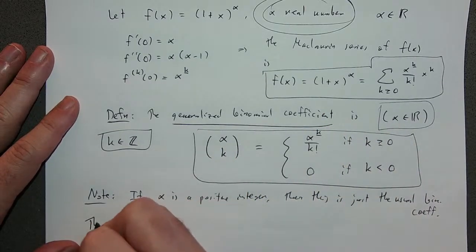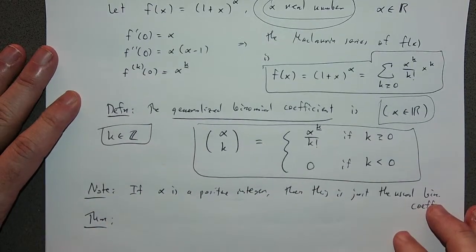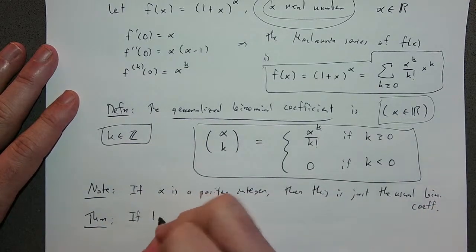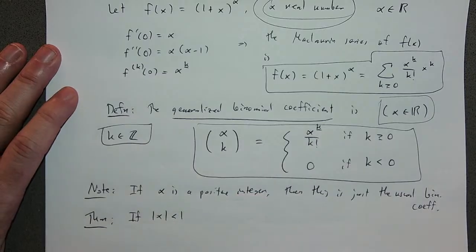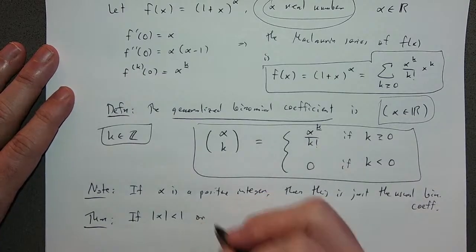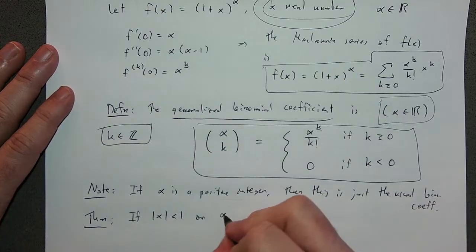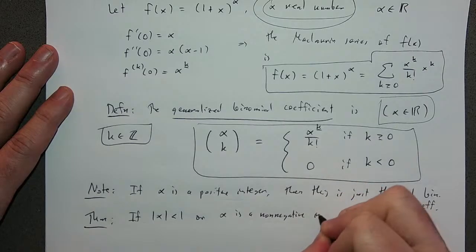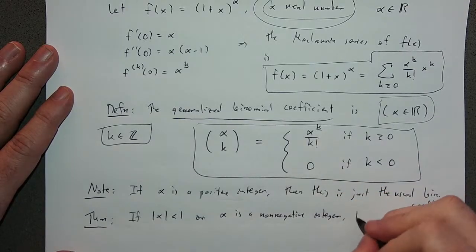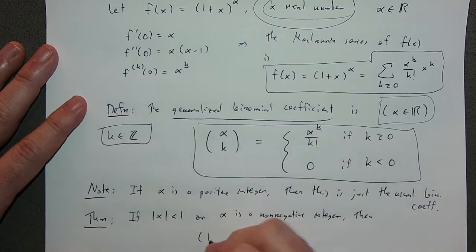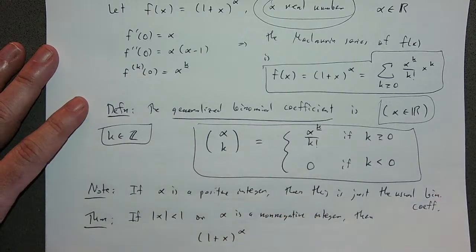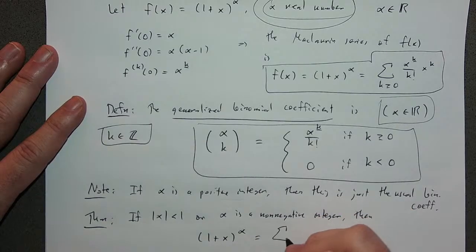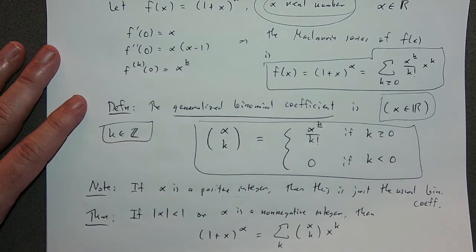We have the following theorem, which says if the absolute value of x is less than 1, or alpha is a non-negative integer, then 1 plus x to the alpha is the sum over k of alpha choose k, x to the k. This is the generalized binomial theorem.